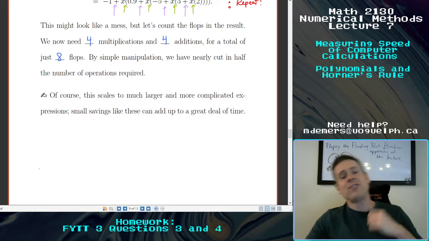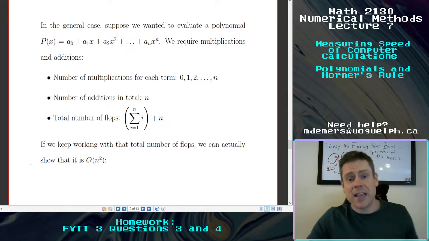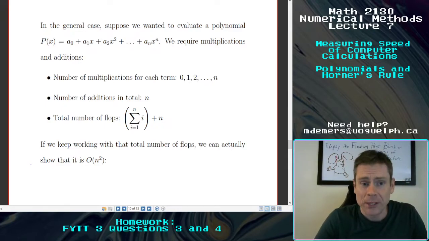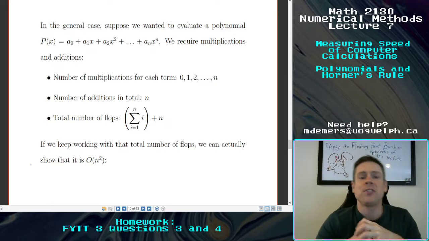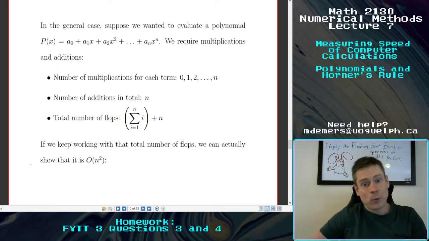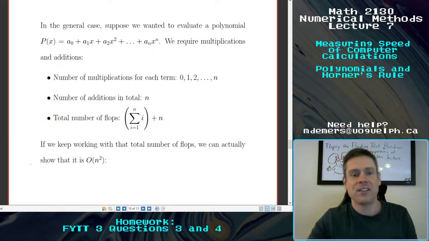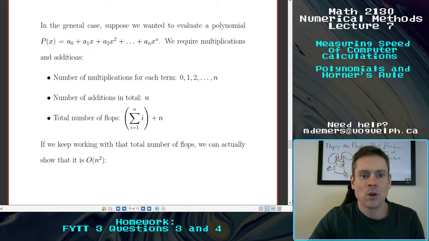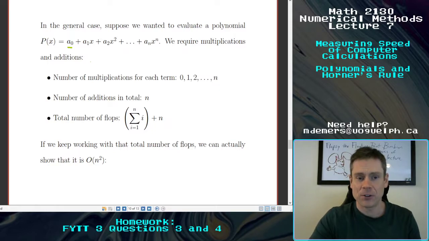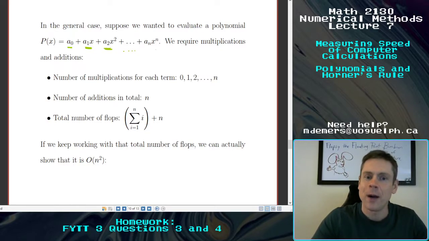Okay, so let's generalize this, and we'll wrap up here. So in the general case, suppose we wanted to evaluate a polynomial, p of x equals a0 plus a1x plus a2x squared plus dot dot dot plus an x to the n. We require multiplications and additions, and we can list them in general. So take a look at this. We have no multiplications involved in the first term. We have 1 multiplication involved in the second term, the coefficient times the x. We have 2 involved in this term, and that's going to go up, and we have n involved in the last term. That's what this is right here.